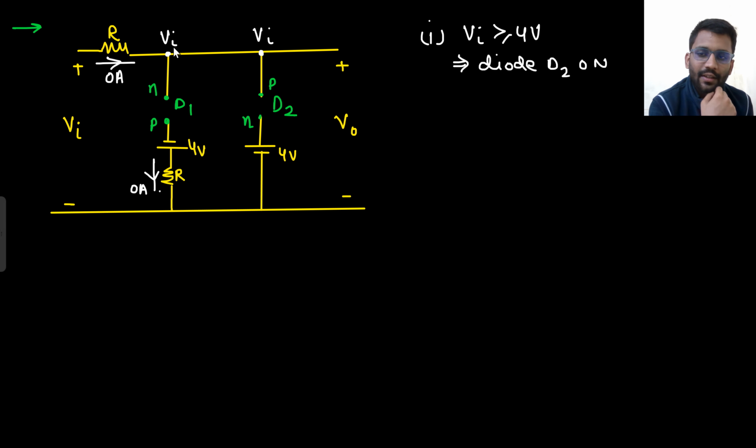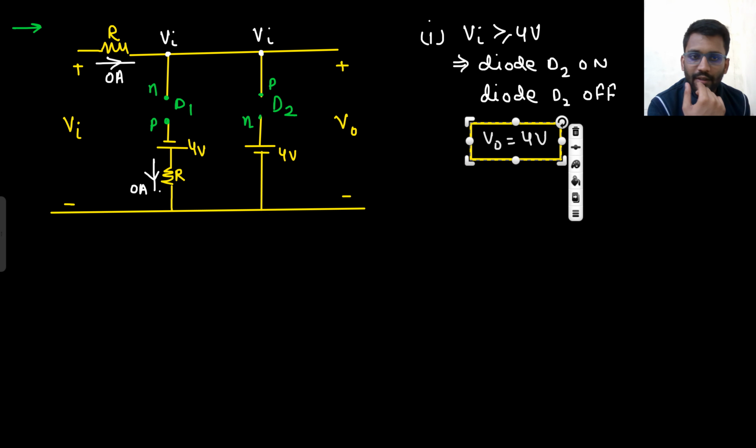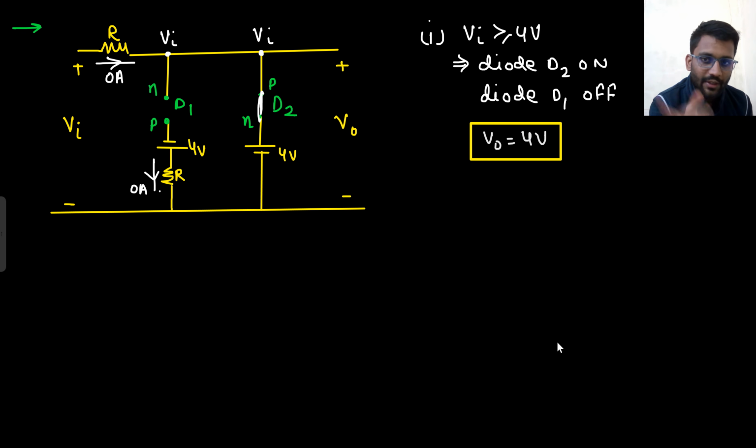What will happen to diode D1? V in is at 4 volt, and the N side is at 4 volt and the P side is at minus 4 volt. N is at 4 volt, P is at minus 4 volt. That means diode D1 will be off. If diode D2 is on, then simply V out will be equal to 4 volt, because diode D1 will be off. Okay, let's check for the other condition.